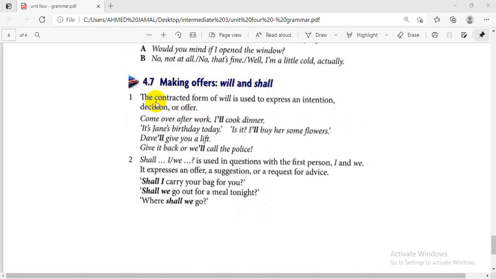The contracted form of will is used to express an intention or decision or offer.